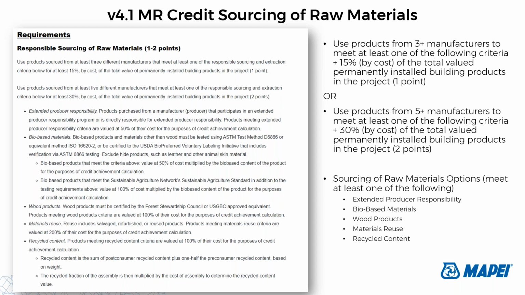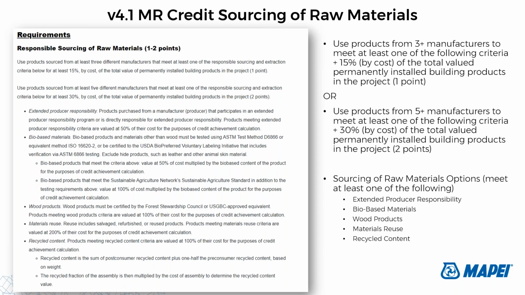Bio-based materials, these are materials that have some percentage of bio-based materials, either plant or animal derived. Wood products certified by FSC, or Forest Stewardship Council. There's an option to reuse materials and recycle content, which I'll talk about in more detail. First, I'll explain what by cost means. It means that you need the materials cost of each product or material purchased, and this excludes equipment and labor.